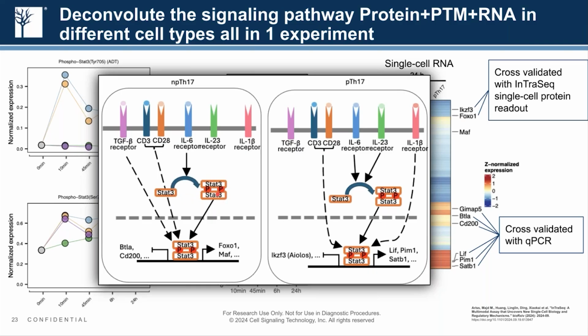So STAT3 gets phosphorylated, it translocates to the nucleus. FOXO1 is upregulated, so is MAF, and CD200 is downregulated in the non-pathogenic Th17 cells. However, in the pathogenic Th17 cells, you have a different story where LIF, PIM1, and SATB1 are upregulated, whereas IL2 is downregulated in that same cell type.